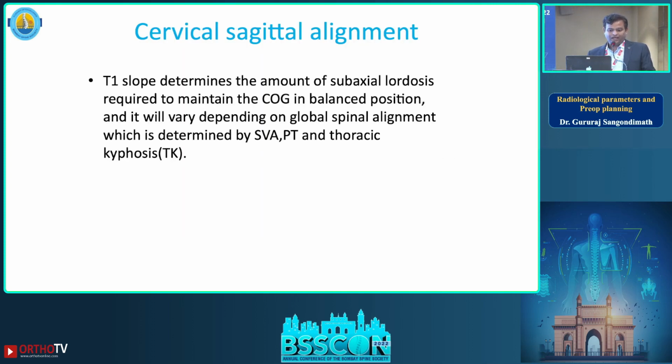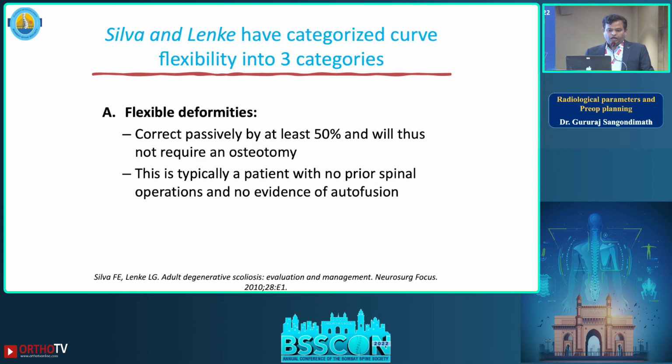So that is why T1 slope is what determines subaxial cervical spine lordosis, whether your center of gravity line is going to fall on the balanced parameters. So that is why it is determined by SVA, PT, and thoracic kyphosis. So again the relationship is same as PI equal to PT plus SS, that is T1 inlet angle is equal to T1 slope plus neck tilt angle.